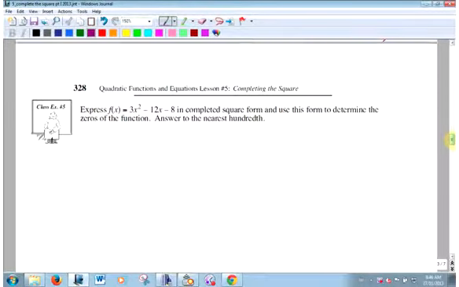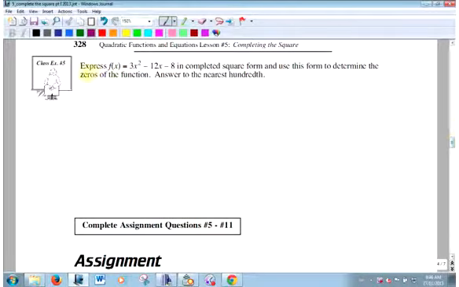Okay, last one. Express. Oh, let's really change it up. That's exciting, right? Let's express this. Answer it. Completed square form. And, well, let's just do that and then answer the questions. Okay? I got 3x squared minus 12x minus 8.